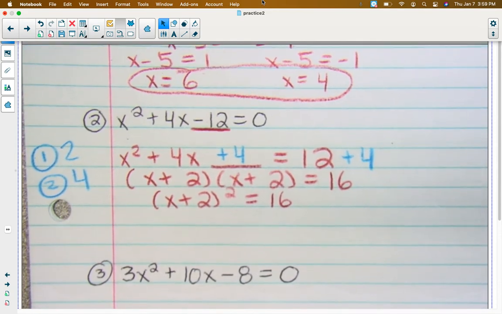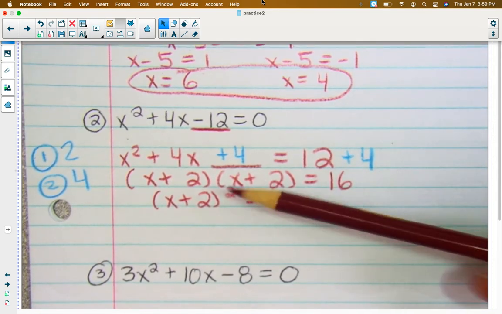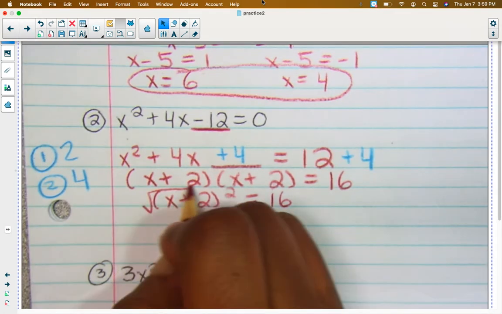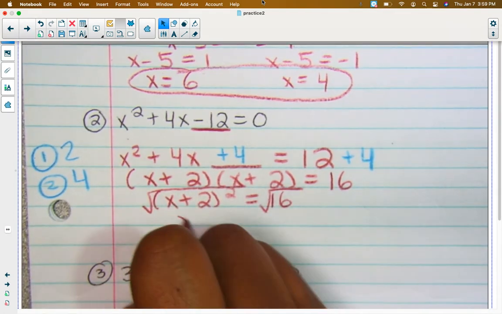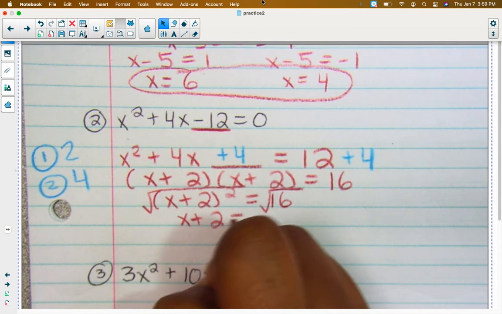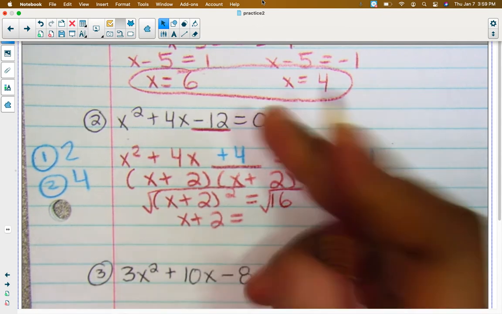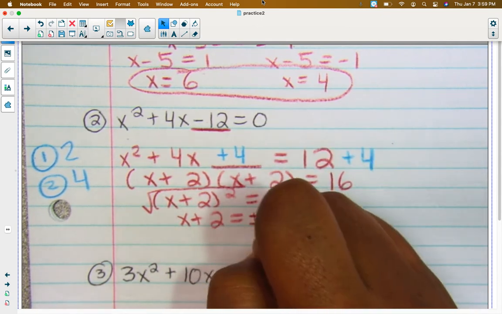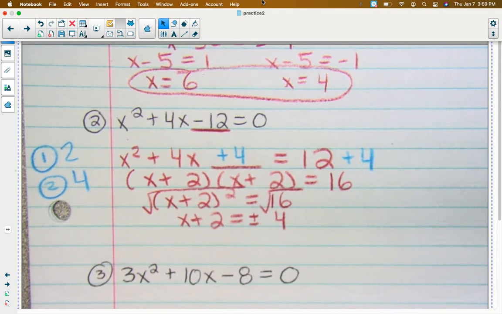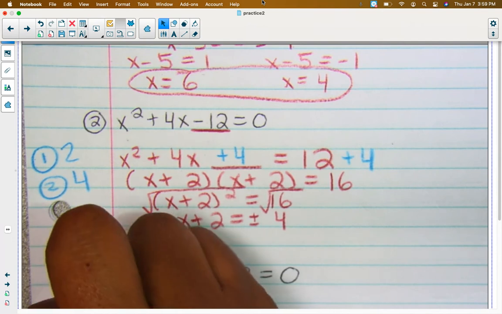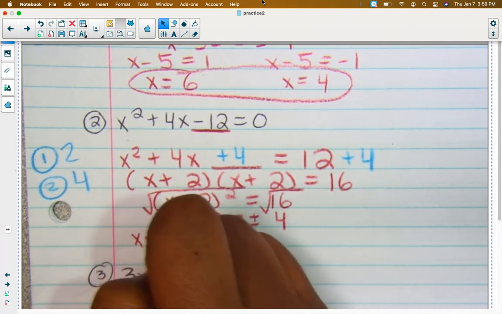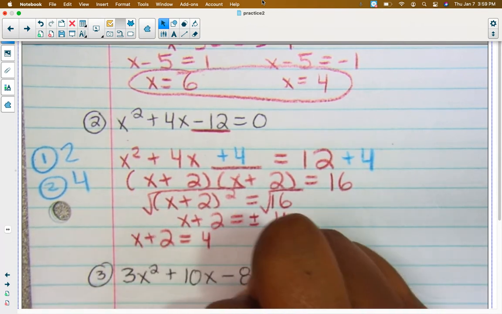Write it out twice. The opposite of squaring something is to take the square root. So x plus 2 equals, the square root of 16 is plus or minus 4. Then we get two different answers, so I'm going to set up my two different equations to solve.